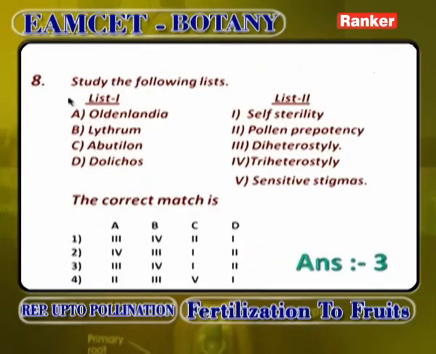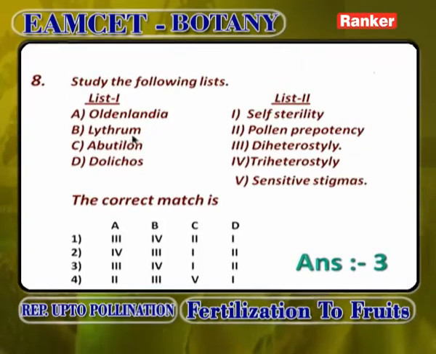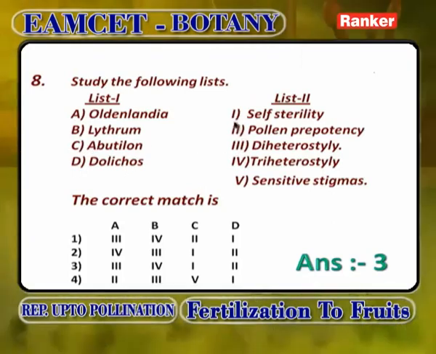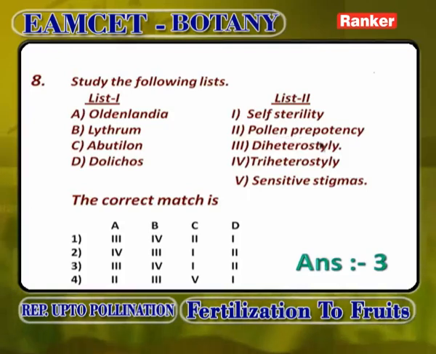Now this is a matching question. Study the following list: Oldenlandia, Lythrum, Abutilon, Dolichos. This is regarding contrivances of cross pollination. List 2 is self-sterility, pollen prepotency, diheterostyly, triheterostyly, sensitive stigmas. The answer is 3. A is 3.